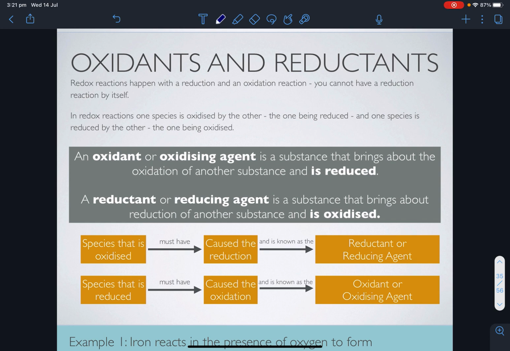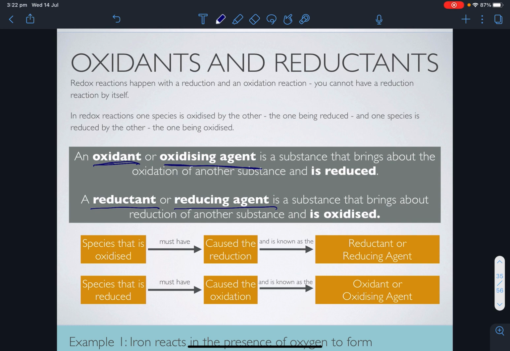An oxidant or an oxidizing agent is the one that's doing the oxidizing. It isn't what's oxidized though. So let me just read this word for word because I think it might be better. An oxidant or an oxidizing agent is the substance that brings about the oxidation. It is the substance that is being reduced. Opposite. A reductant or the reducing agent is the substance that brings about the reduction of the other substance, and it itself is being oxidized.